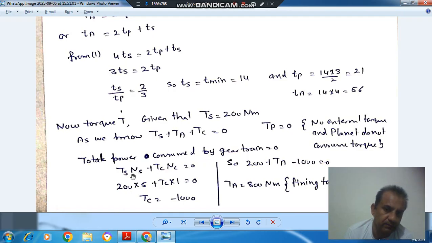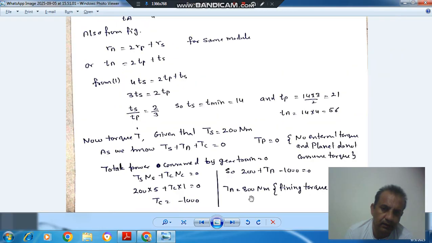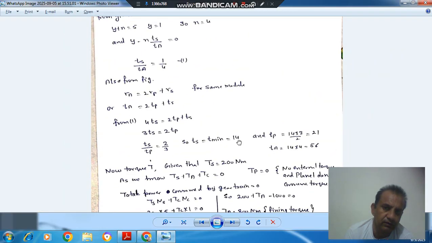So power input is TS NS and power output is TC NC. There is no revolution of NA, so TA NA will not be there, and TP is 0, so TP NP will also be 0. The only power-consuming devices are input from here and output from here. Input plus output is equal to 0. So TS is 200, NS is 5, NC is 1, so TC comes as minus 1000. Now we put here TC as minus 1000, so we get TA as 800 Newton meter, which is your fixing torque.